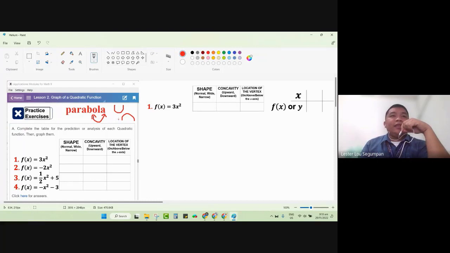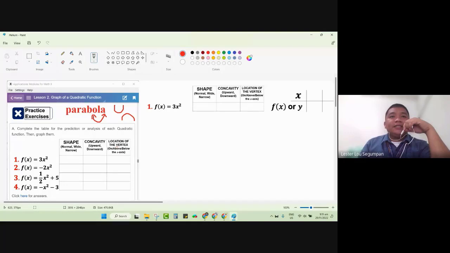But before we go to that, there are some analyses that we could use to predict what our parabola, or the graph, will look like. A parabola could differ in its shape, whether it's a normal parabola, a wide parabola, or a narrow parabola. It could also differ in concavity, meaning the direction in which the parabola opens. Is it opening upward or opening downward? And we could also use the coefficients to determine where the vertex is.